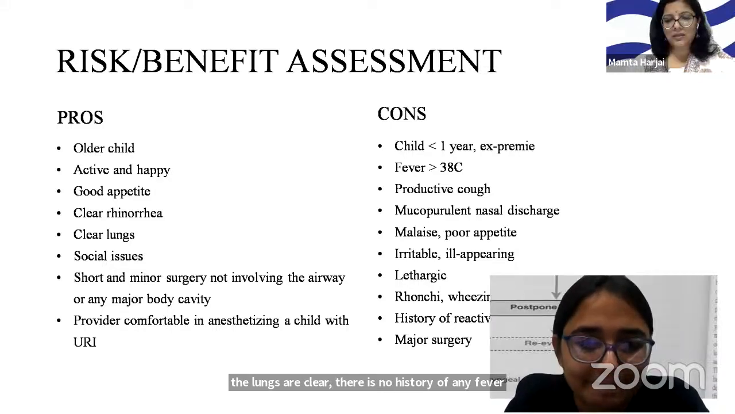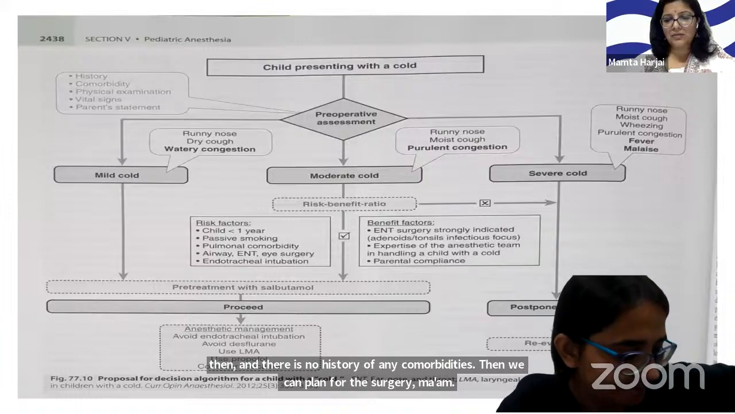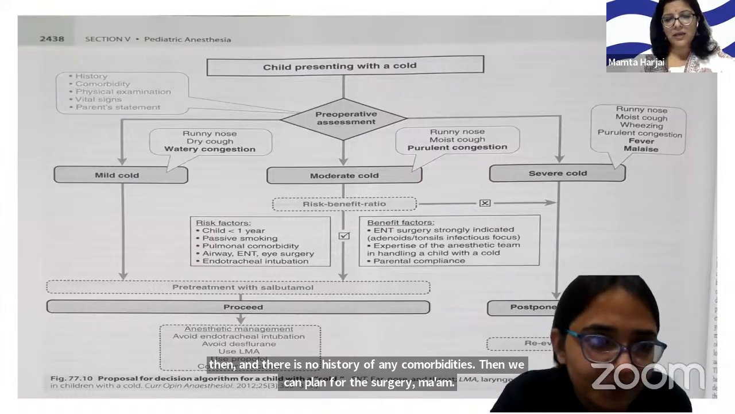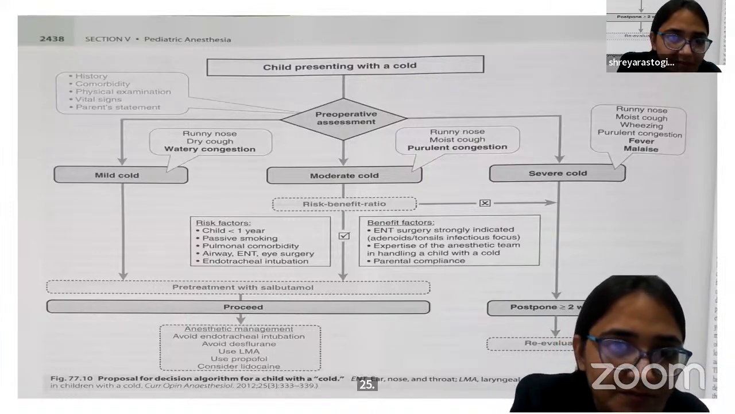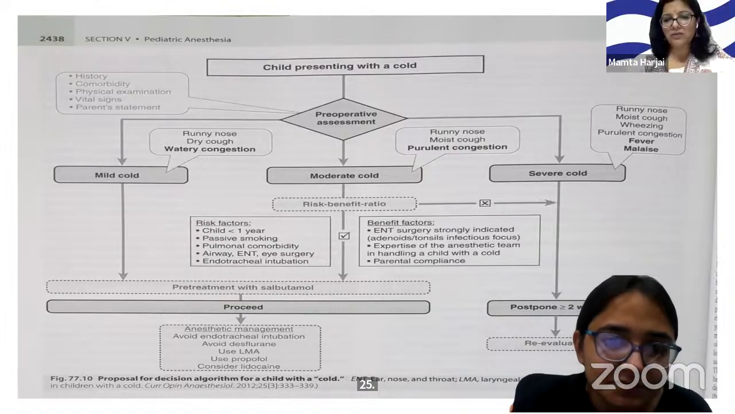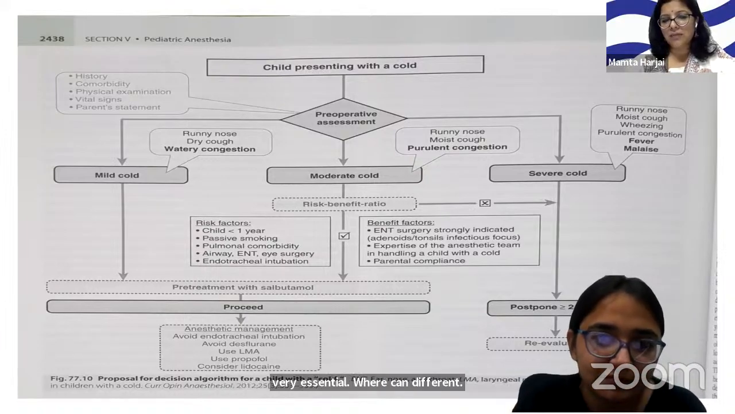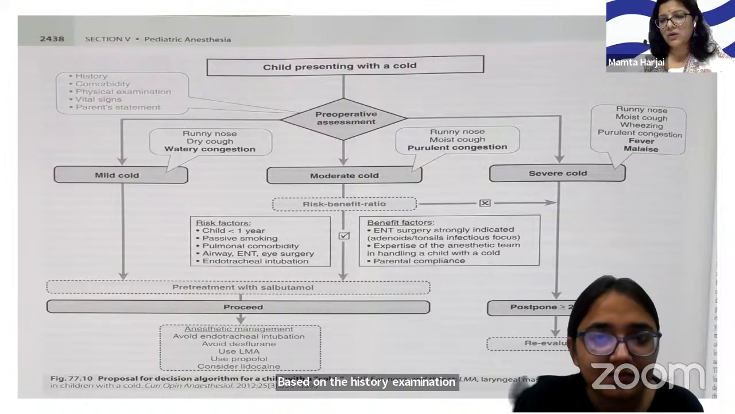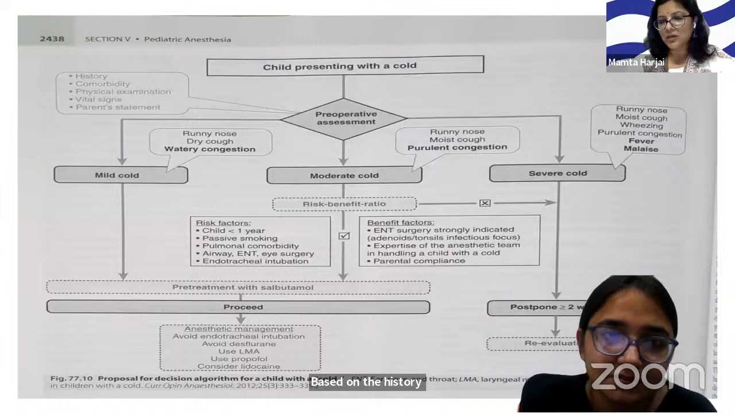Okay, very good. So I think this algorithm is clearing many queries for us. And that's why good history we were talking about is very essential, where we can differentiate based on the history and examination only, whether mild cough cold is there or a severe cold is there. Chest examination is a must. If there's a wheeze, we can categorize it into the severe cold.